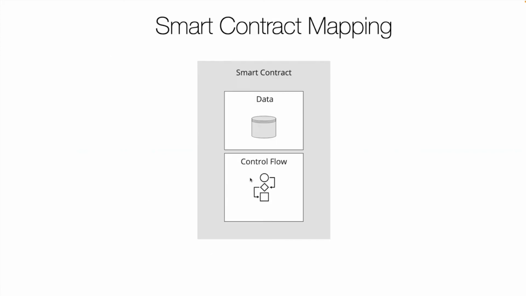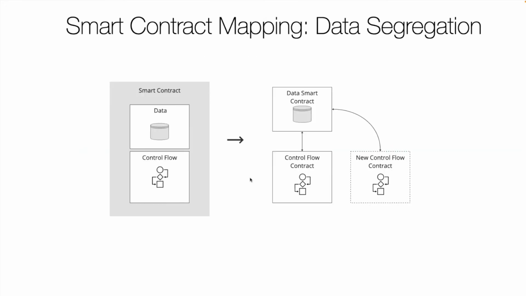So how exactly do we do the mapping from choreography to smart contract? In the example we saw, we have one smart contract with the data and the control flow all built into one smart contract. However, we can have different strategies. For example, data segregation, where we decouple the data from the control flow. So in case we need to deploy a new control flow, we don't need to do data migration.